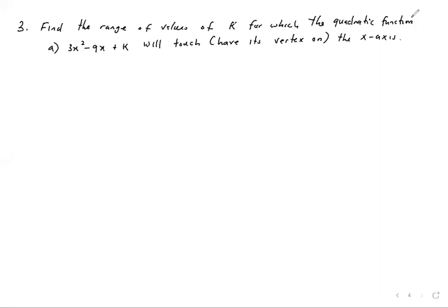So what happens? When you say touch, we mean it doesn't cut, it can only touch. Meaning that if it's touching like that, when you solve for x, you only get one value of x. Remember, the x values we get when solving the quadratic are the x-intercepts. So if it only has one x-intercept, it means that it has equal roots.